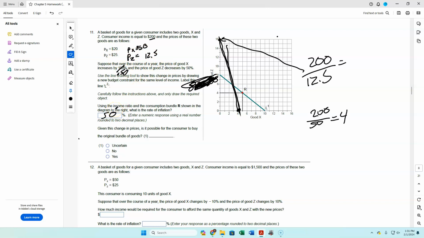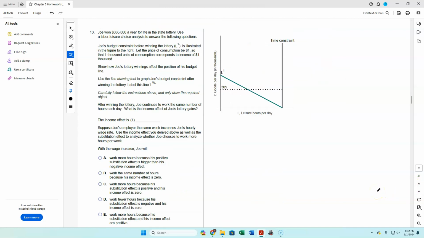But given their relative size, the overall change is going to be 50%, which is going to mean, is it going to be possible for the consumer to buy the original bundle of goods? No, because now this point exists outside of this new budget constraint. So the answer here will be no. Sorry, 12. Okay.